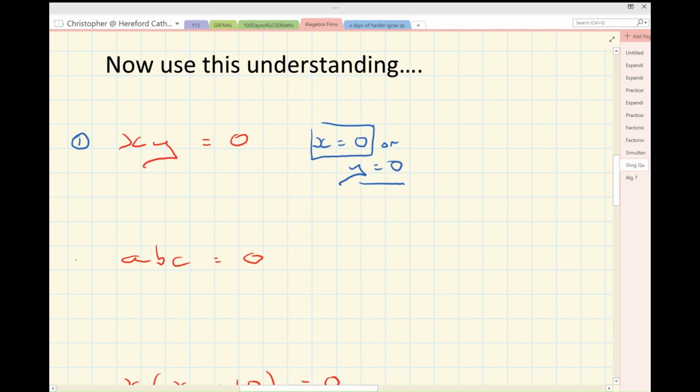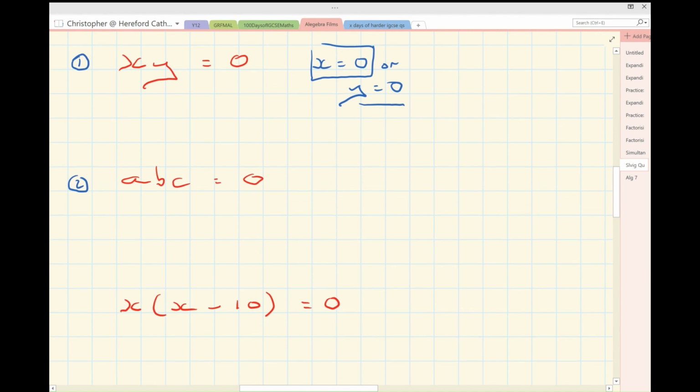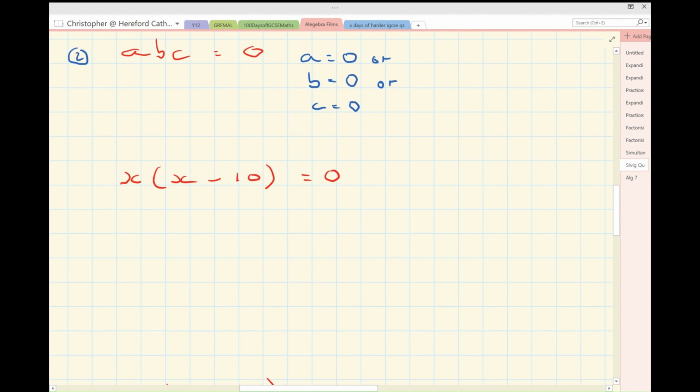Have a look at number 2. The solutions to number 2 are: if a times b times c, the product of those three numbers, is 0, then either a must be 0, or b must be 0, or c must be 0. There are three answers. Let's have a look at number 3.